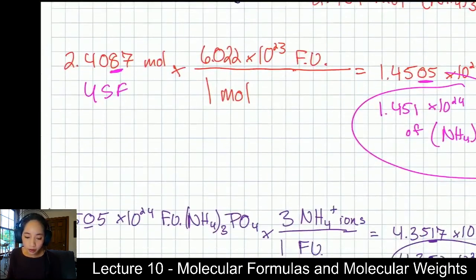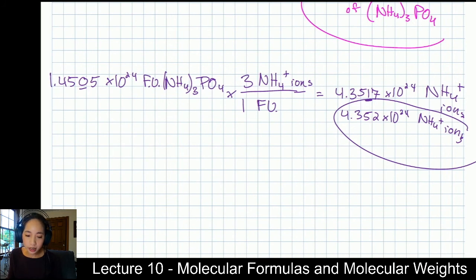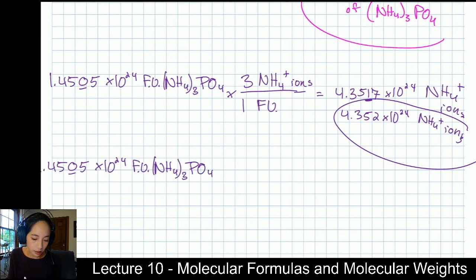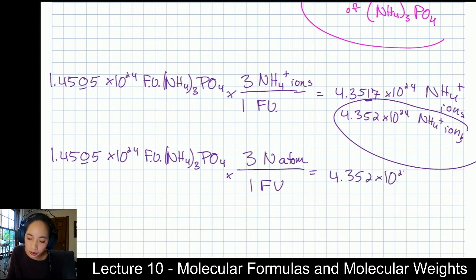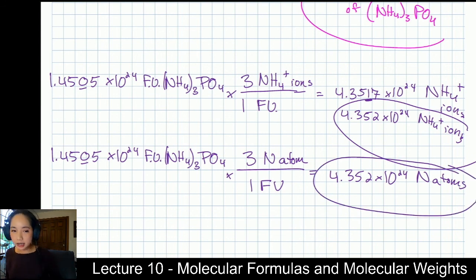So if we do the work there, it's actually the same work we did up here, where you just take the number of formula units you have. Let's copy, paste. All right, so it's actually the same work. So times 1 formula unit is equal to 3 nitrogen atoms, and it's going to be the same number. So 4.352 times 10 to the 24 nitrogen atoms, because the ratio is the same. But I saw that because of inspecting the chemical formula.